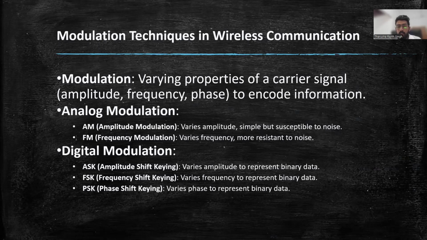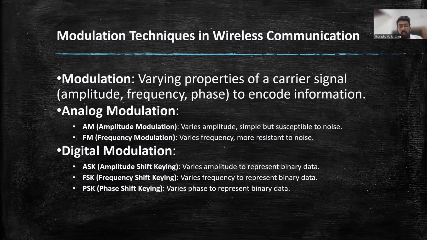FM means frequency modulation. In FM, the frequency of the carrier signal is varied in proportion to the amplitude of the modulating signal. FM is more resistant to noise and provides better signal quality, making it suitable for applications like FM radio broadcasting.